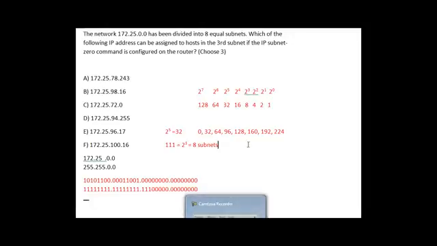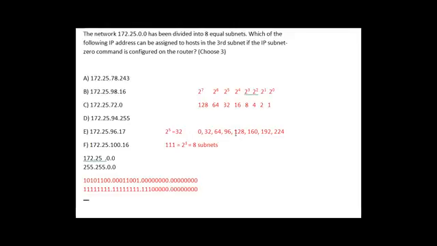We just figure out what 2 to the 13th power is. 2 to the 8th power is 256. Add another one, 512, double it, 1024, 2048, 4096, and then 8192. So we'll have 8192 hosts. That's 2 to the 13th power. So now we know where our networks are.